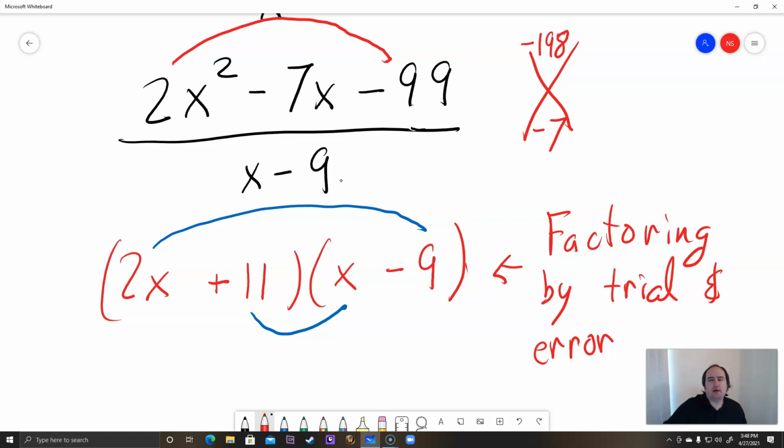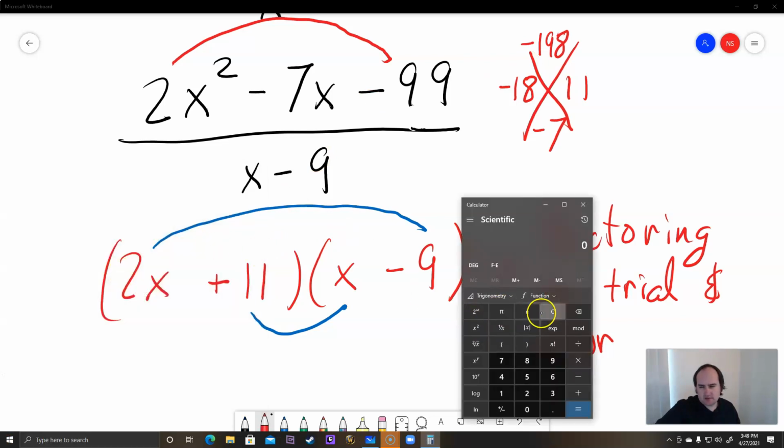But if you wanted to do it up here and you wanted to do it by grouping, you would need two numbers that multiply to negative 198. Okay, and I guess they would be negative 18 and positive 11. Is that right? Well, you can always check it on your calculator. But as you can see, those numbers are big because they don't show up in your times table, so it's kind of hard to work with those numbers. But negative 18 times 11 is negative 198.